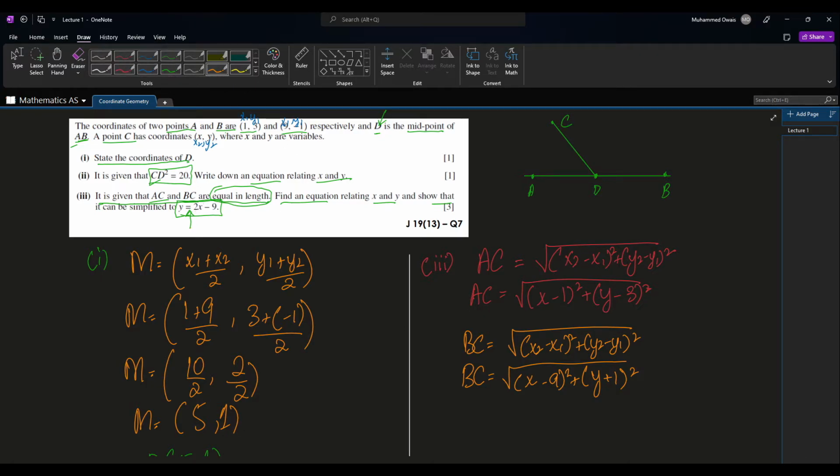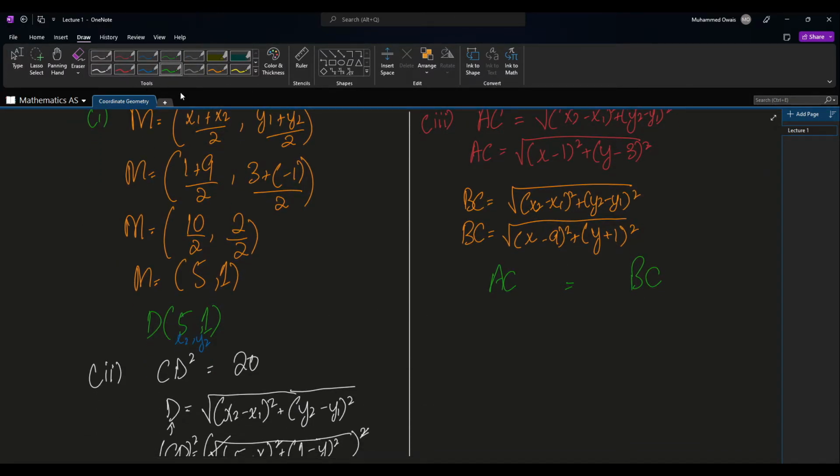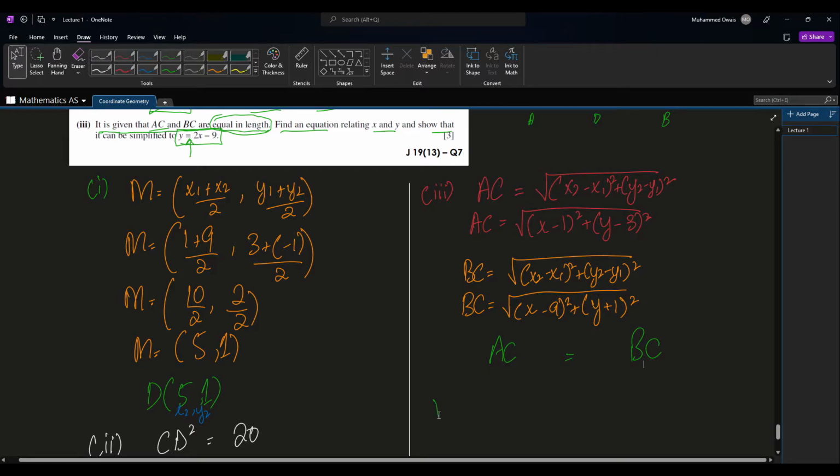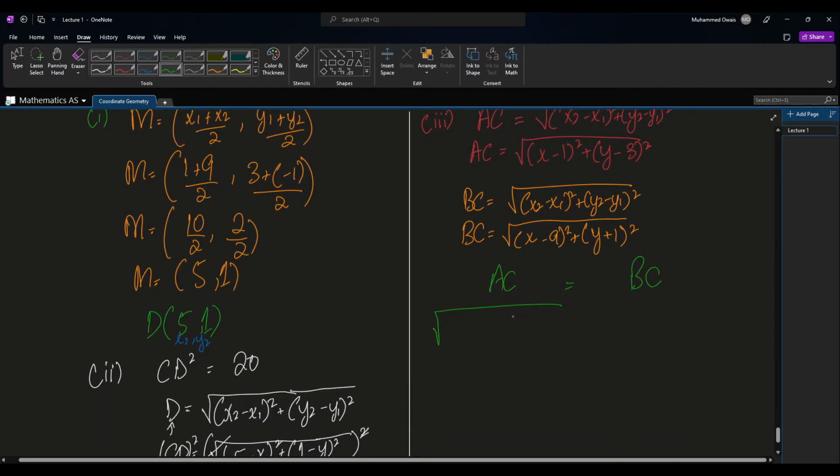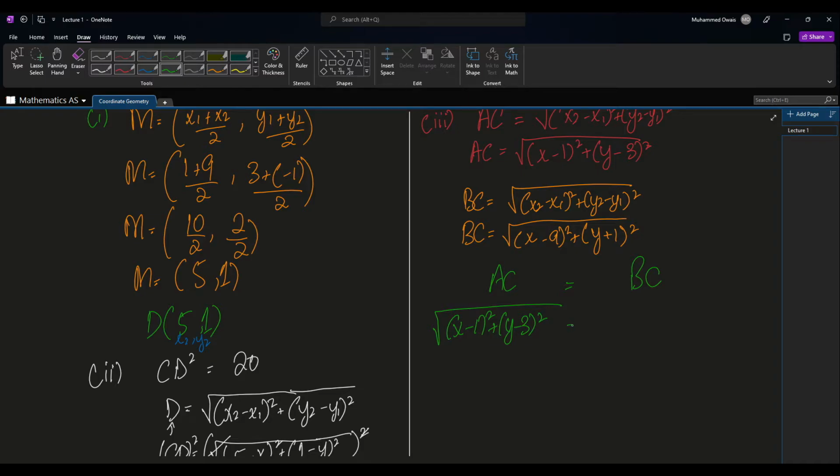Now then, we need to equate them both. So AC is equal to BC. Right? Now we know AC is under root x minus 1 squared plus y minus 3 squared, and BC is under root x minus 9 squared plus y plus 1 squared. What we can see here is that these under roots need to be removed. So what we can do is basically square both sides. This way the square roots will be removed.